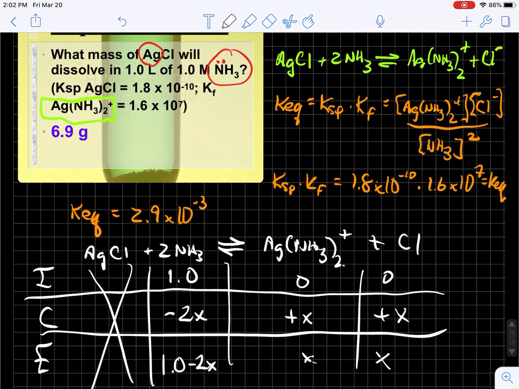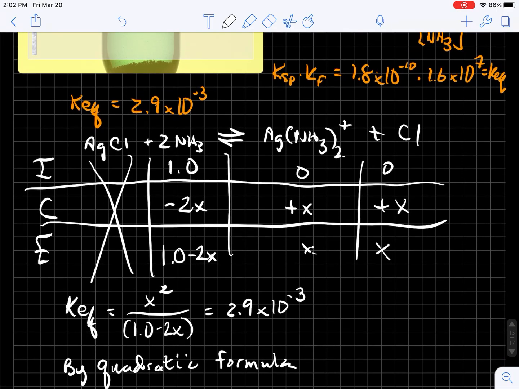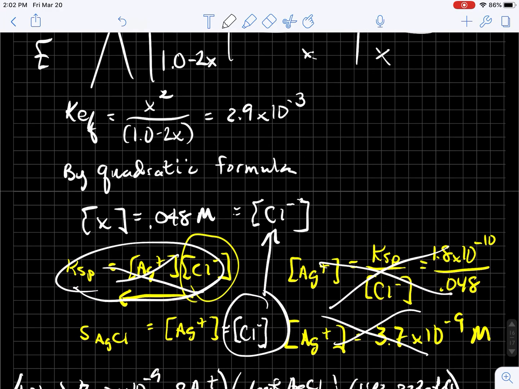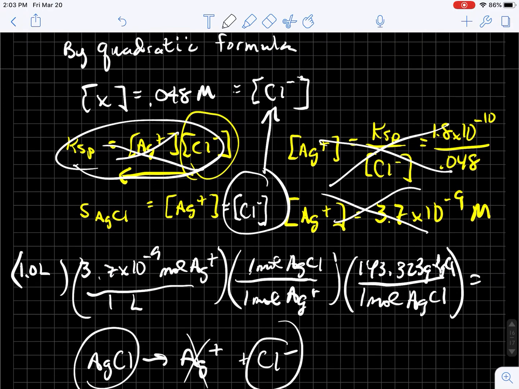I'll go back through it now real quick. Again, we're not dealing with the silver chloride system per se. What we're doing is we're using a ligand to create a formation reaction. So the ligand is going to cause the silver chloride to break up by producing the silver diamine complex and chloride. The formula for that, for the KEQ, is KSP times KF, which they gave you. The KEQ we calculated, and then we set up our equilibria chart. We used quadratic formula to solve for chloride, and it turns out that the chloride concentration is equal to the amount of silver chloride that dissolves.